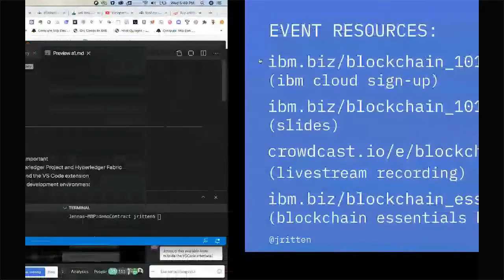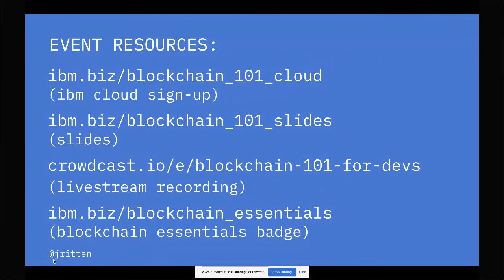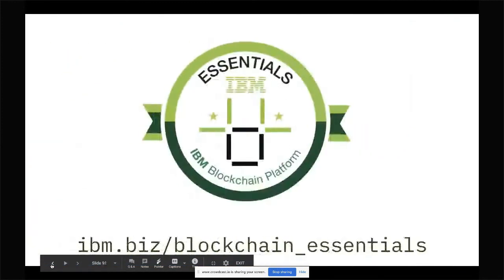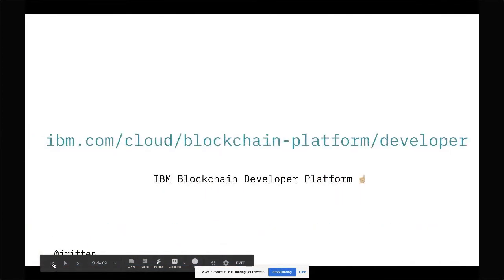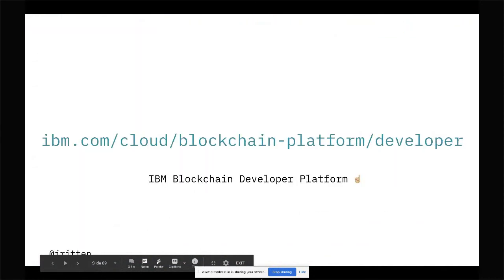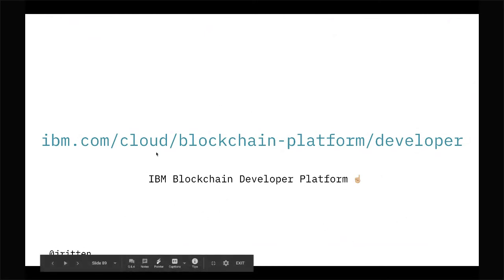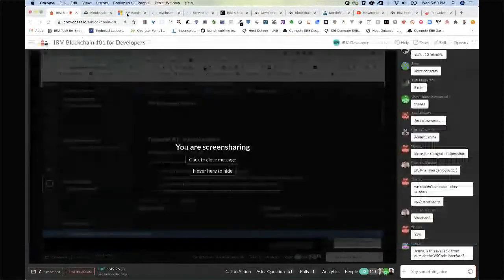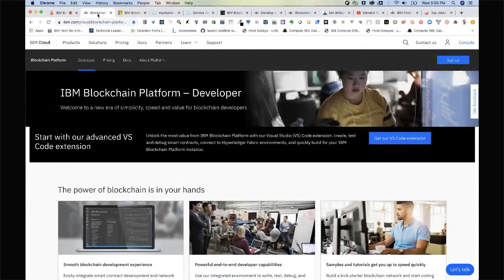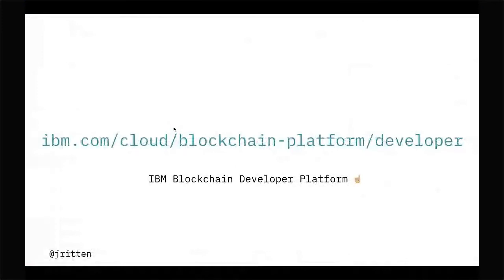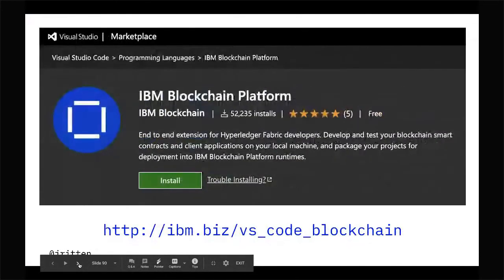Let me go back a few slides. Perfect. So just to share a few resources with you again. So this is the IBM Cloud Blockchain Platform, IBM Blockchain Developer Platform. So this is the getting started view that we saw here. Sorry, here. This is the link to get right to the VS Code extension.